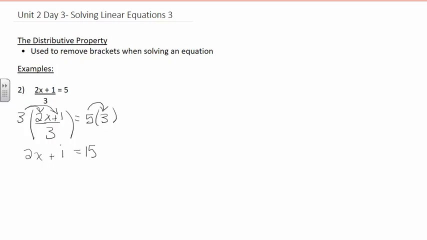Now we want to bring all our numerical terms over to the right side and keep all our variable terms on the left side. So we need to get rid of this 1. So we subtract 1 from both sides. So 2x plus 1 minus 1 equals 15 minus 1. These will cancel out, and we end up with 2x equals 14. Now we need to get rid of the 2, so we divide by 2 on both sides. Again, these will cancel out, and we're left with x equals 7 as our final answer.